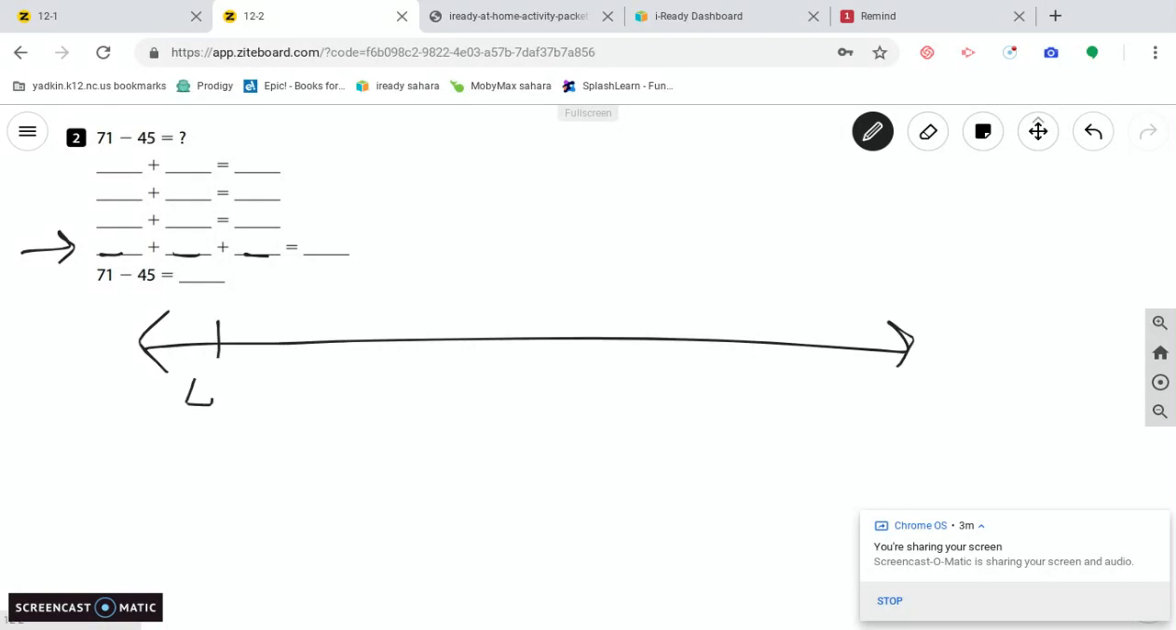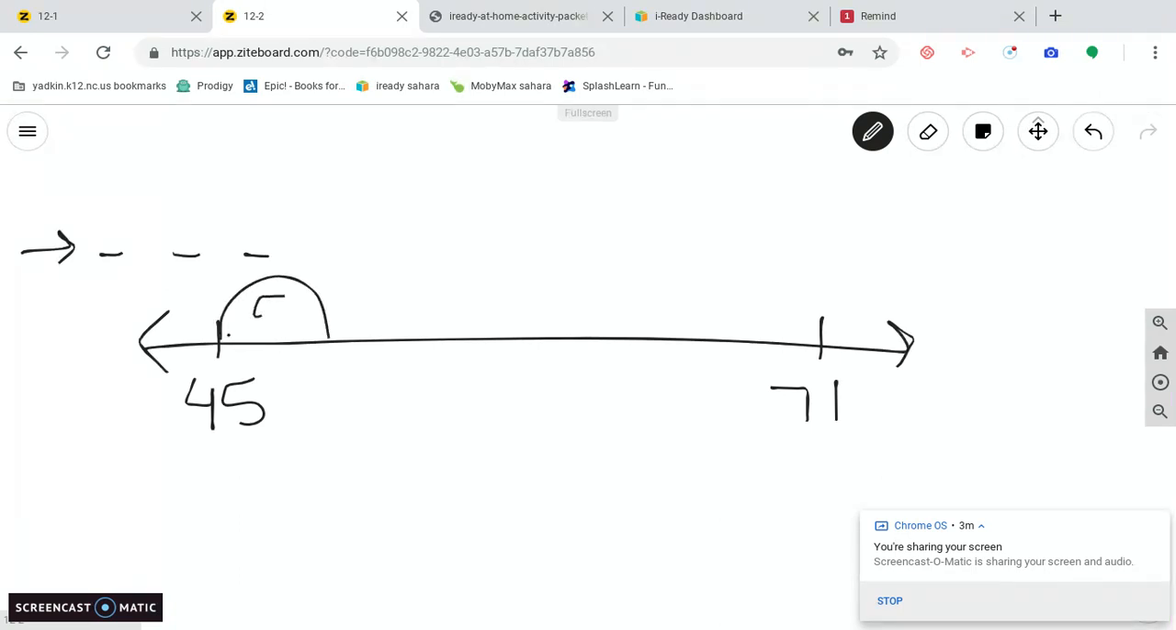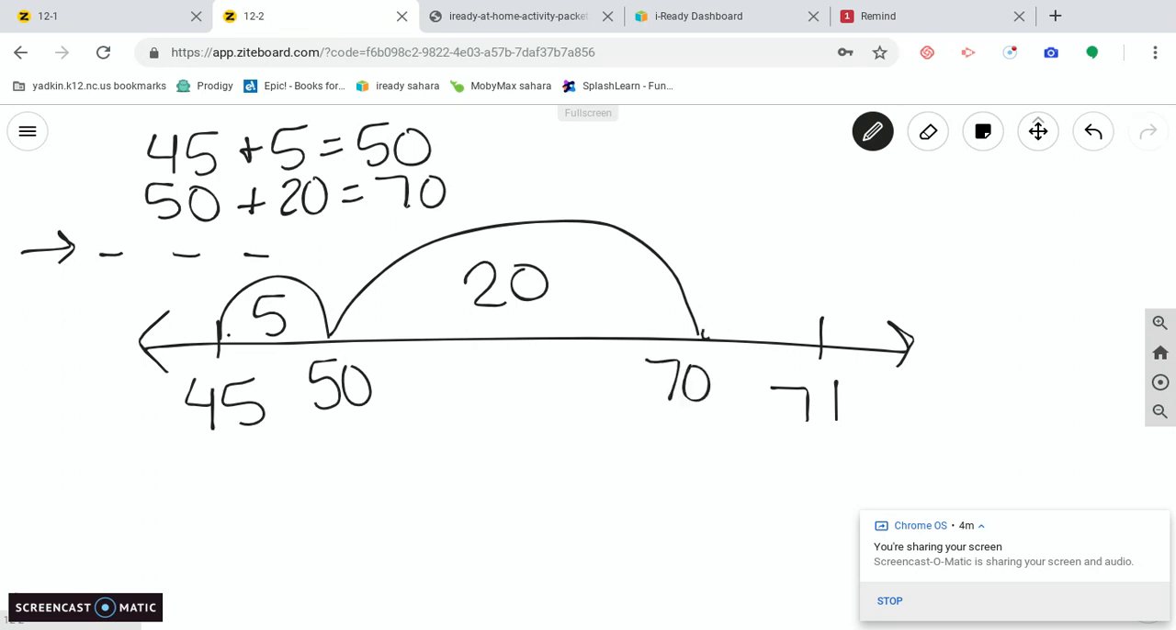All right, so I'm going to put 45 here, and I'm going to put 71 down here. What would we add to 45 to make a friendly number? Okay, I don't know where my problem just went, but we're going to keep going. 45 plus 5 is going to be 50. So I'm going to write 45 plus 5 equals 50. 50, I need to get to 71. 60, 70, so I'm going to add 2 10s, which is 20. 50 plus 20 equals 70. And then I'm going to add one more. 70 plus 1 equals 71.